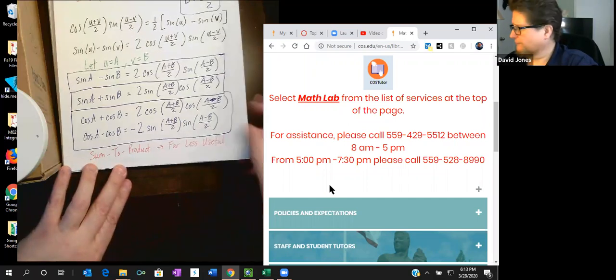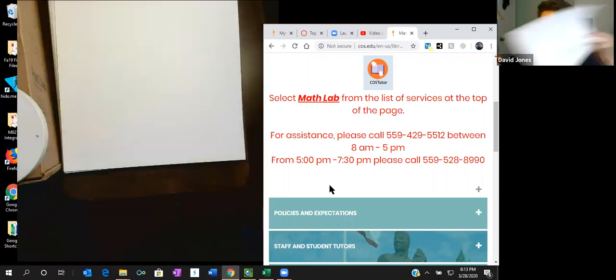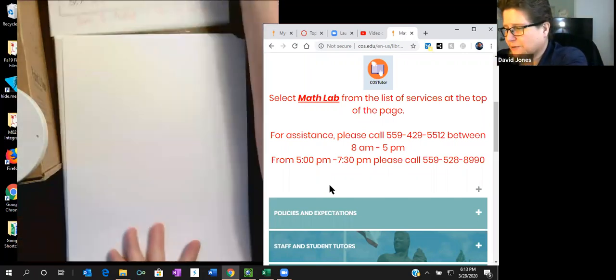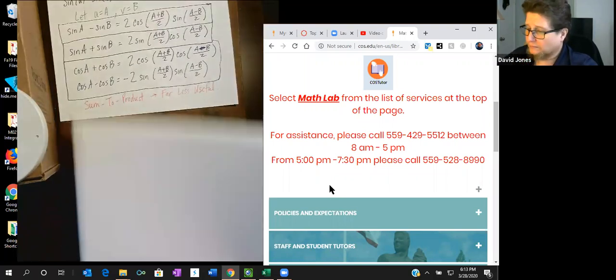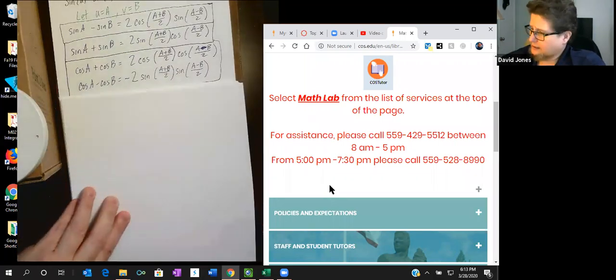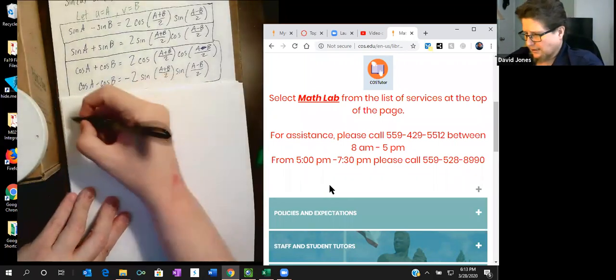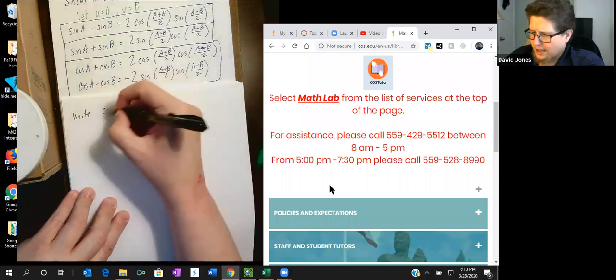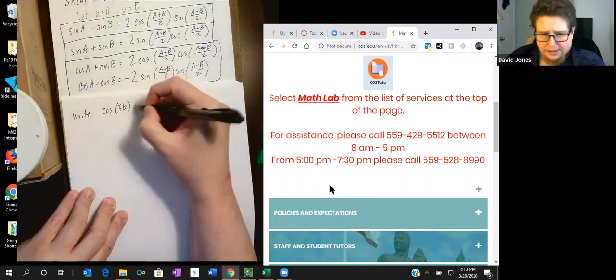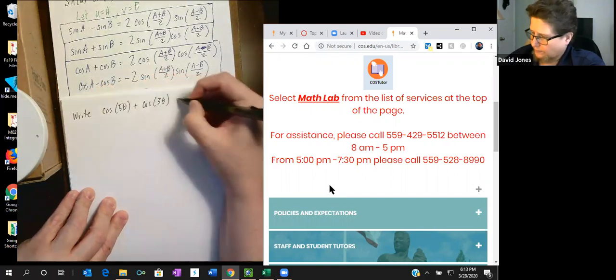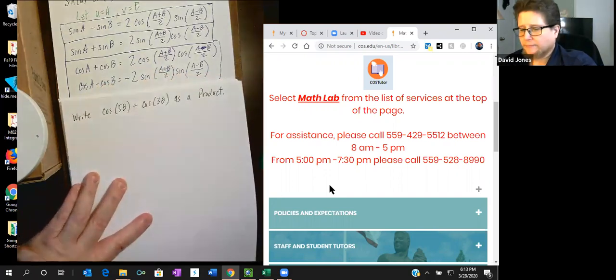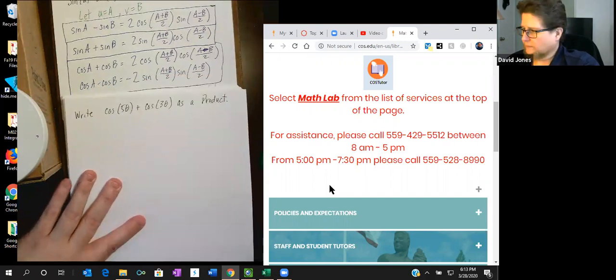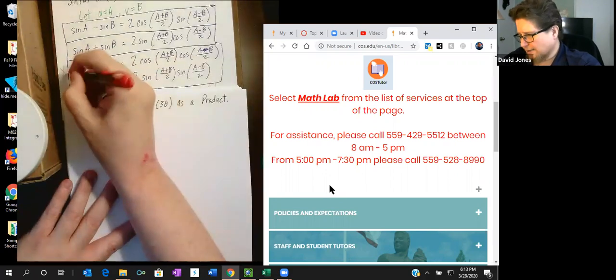Ready for an example? I'll leave this up there while we work on them. Let's write cosine of 5 theta plus cosine of 3 theta as a product. Looks like we're using this one right here.